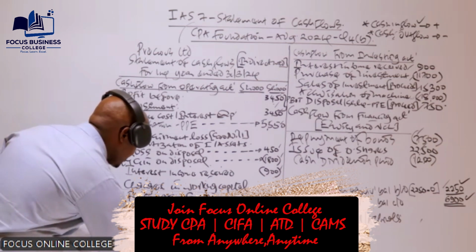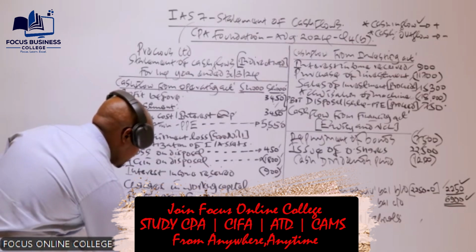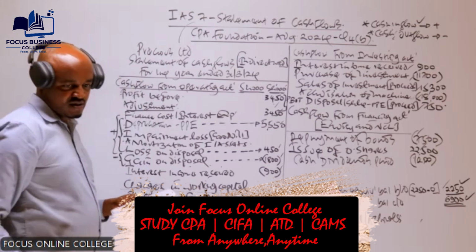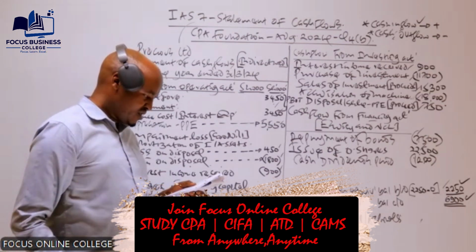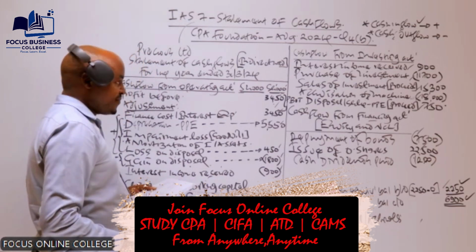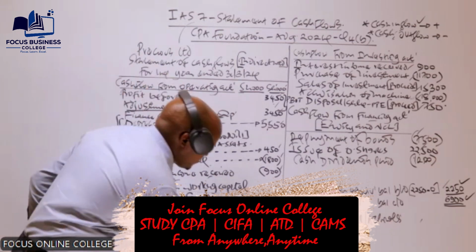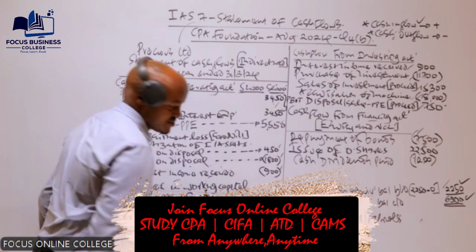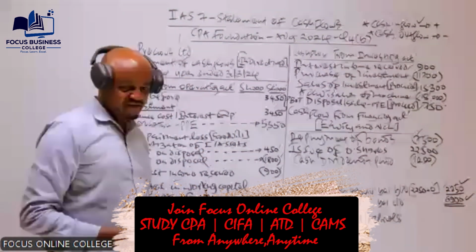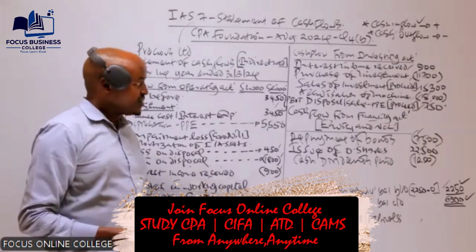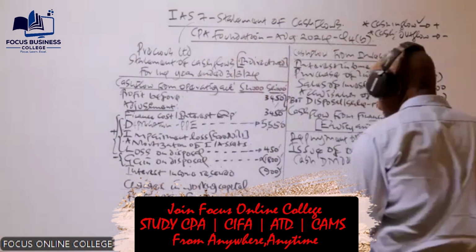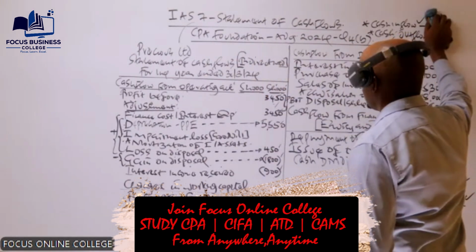Accrued liabilities, we use the same formula here: closing minus opening. Closing 18 minus 1350, which will give us what? 450. Is that what you're getting? Yes, 450, which is basically a positive. That's what we consider there. Then I think we're almost done.